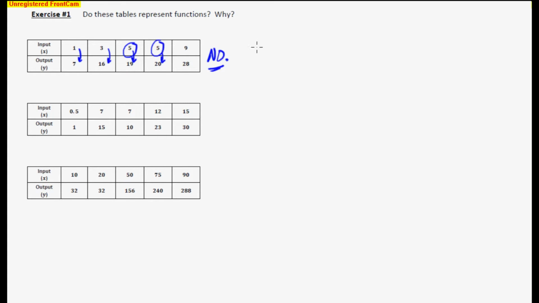And for a reason, I can put 5 maps to 19 and 20. All right, so it maps to 2 different outputs, so that is not good. Let's take a look at the second one down here. Let's see, 0.5 maps to a 1. All right, that's good.